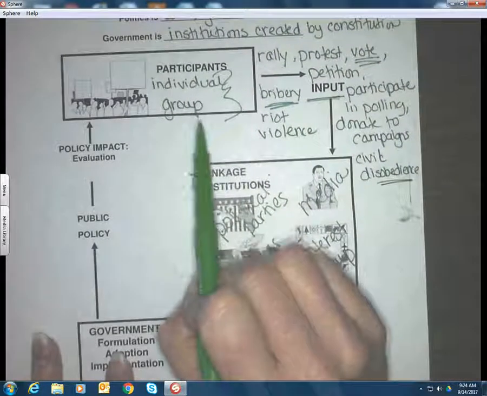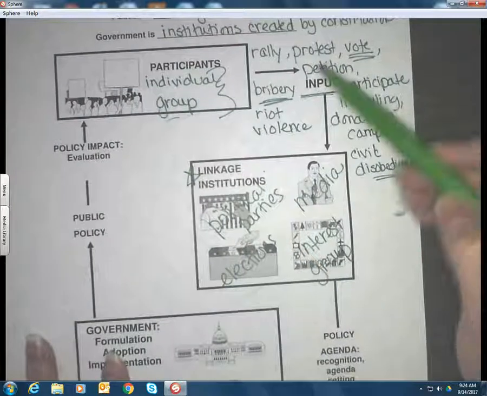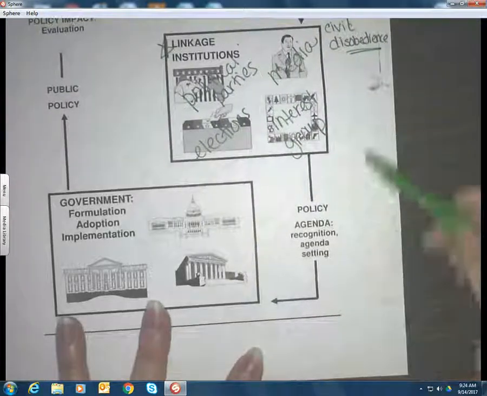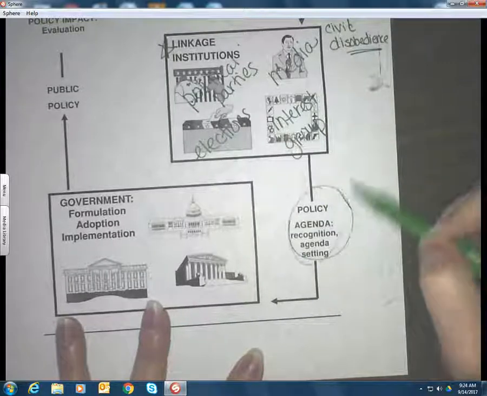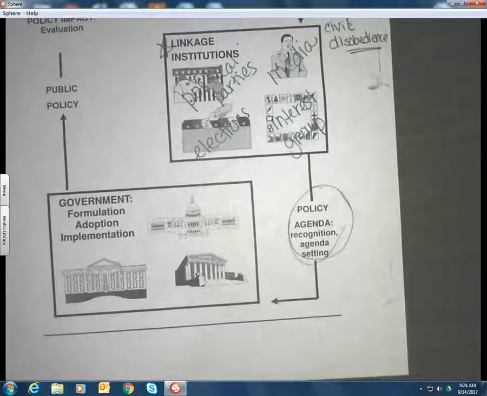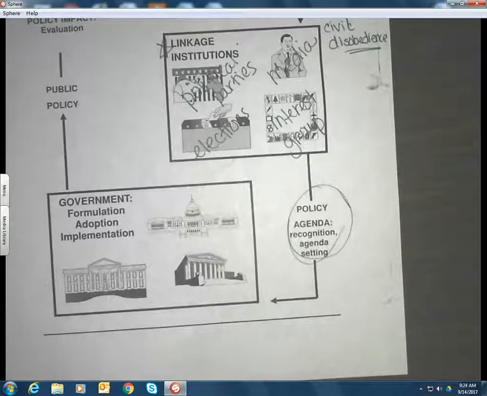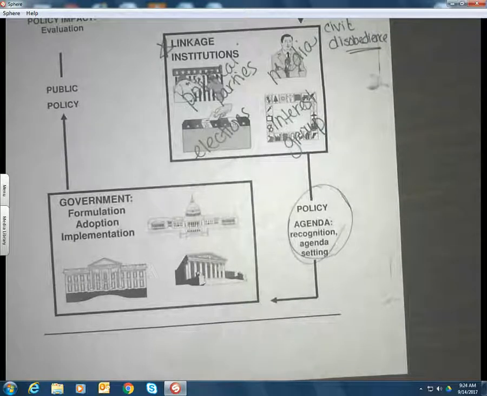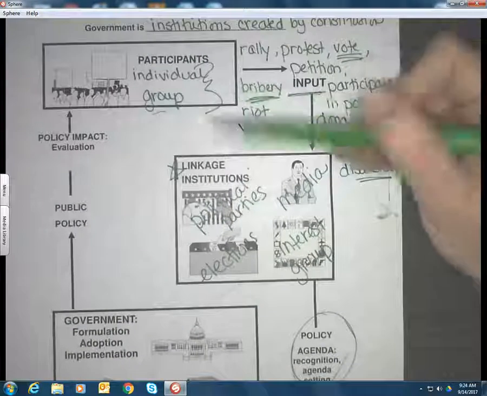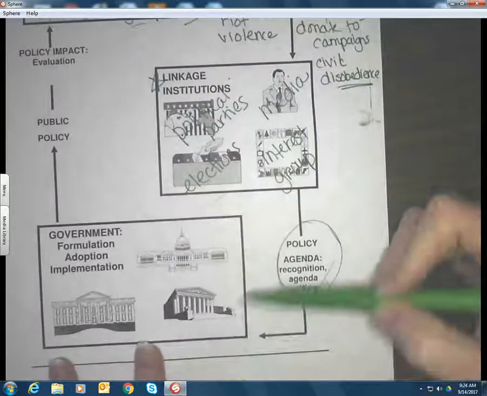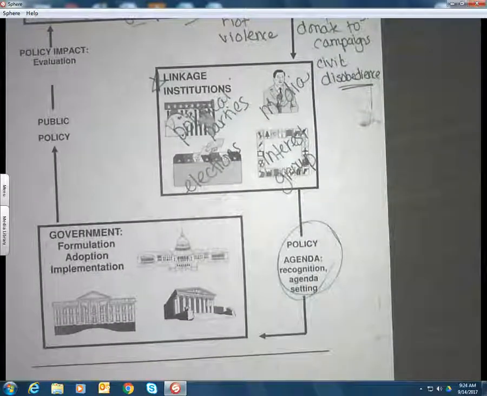Okay, so we come back up here, right? We had feelings, we communicated them through our linkage institutions, and then we come down here, and what happens is that the policy agenda gets set. Policy agenda is a difficult thing for people to describe, but basically it's that which we have put before the government. We have said, we're mad. This is something we want you to do something about. And so it's the task that we've given them.